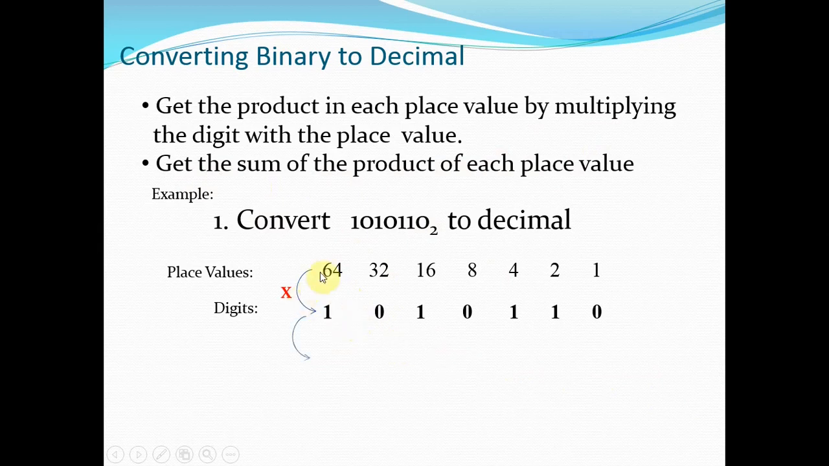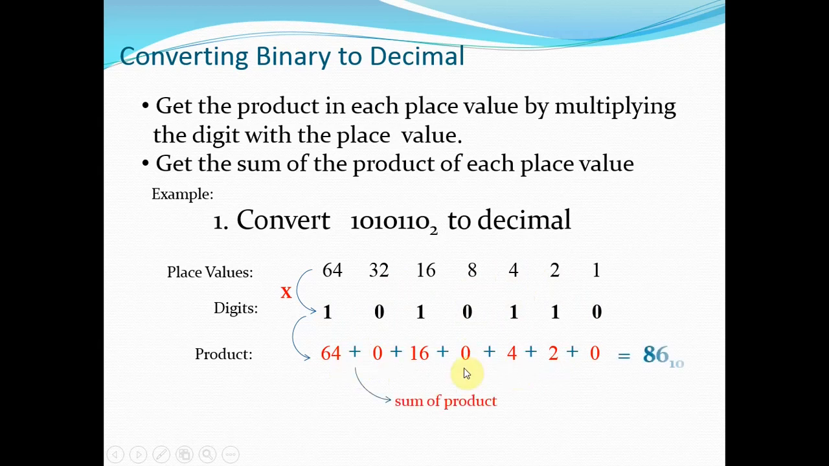So we first multiply. This would be 0, this would be 0, this would be 4, 2, and 0. So we're going to add everything here. That will give us 86, because 64 plus 16 is 80, plus 4 plus 2 is 86. That is the sum of the products.